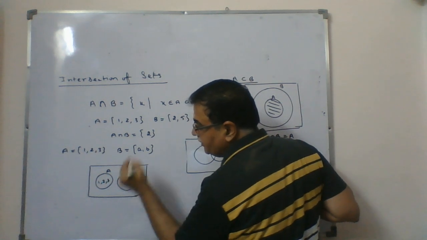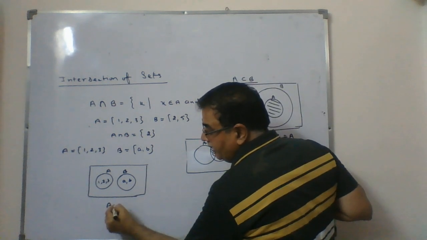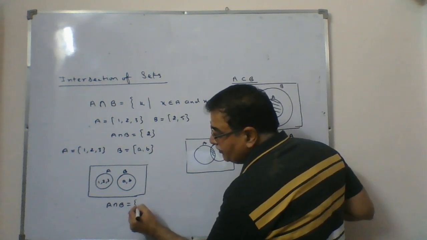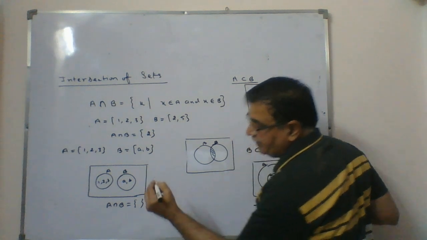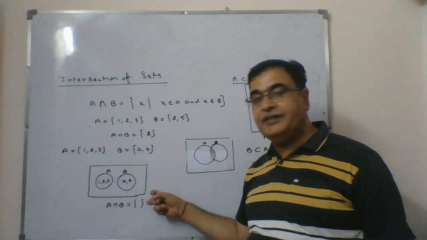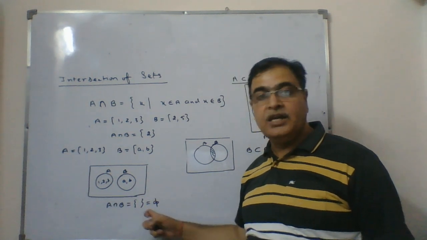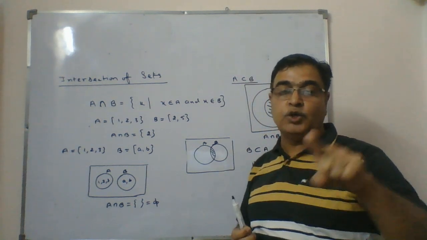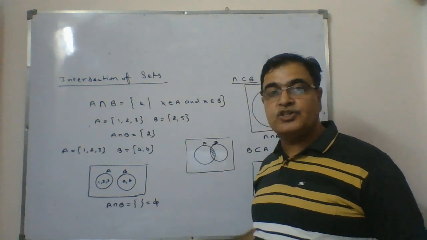Here the elements will be A and B. Is something common? A intersection B. Nothing is common. Nothing is common means we will be having an empty set, or we should say the result is simply phi. So whenever disjoint sets are there, the diagram says A intersection B is phi. So in a short question they can ask, if A and B are two disjoint sets, what is A intersection B? We should say A intersection B is phi.